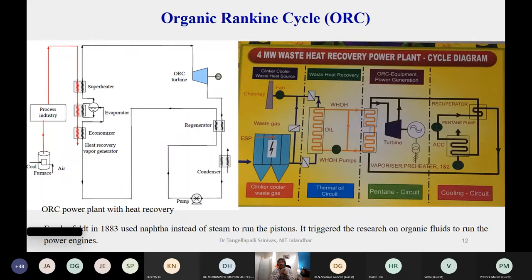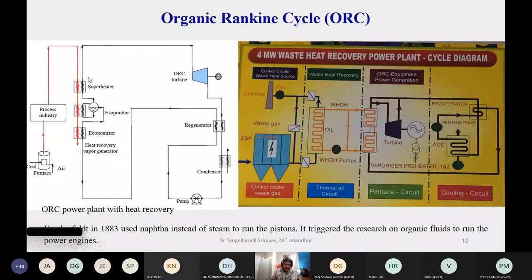Okay, the organic Rankine cycle: the configuration is a Rankine cycle. There is a small difference between the water Rankine cycle and the organic Rankine cycle. On the left-hand side, you can see the plant configuration. Basically, a Rankine cycle consists of a turbine, condenser, pump, and boiler. These four are mandatory components. The remaining are extra components like superheaters, feed water heaters, etc. These are the four basic components.